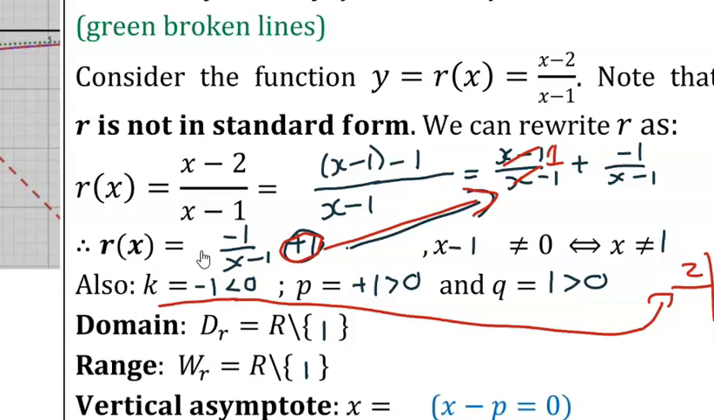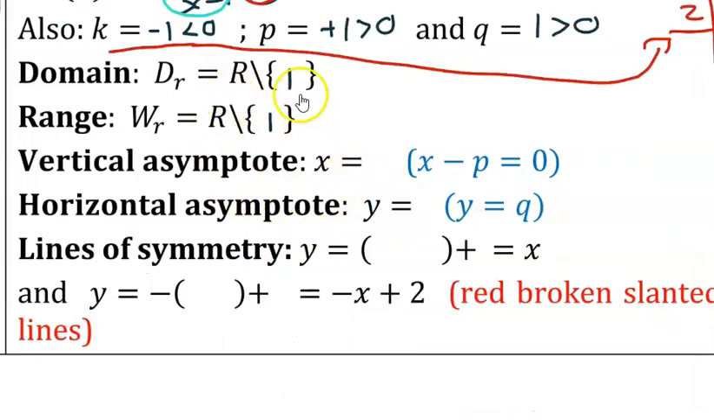Remember that this part here can never be 0 because the numerator cannot be 0. So I can never have a value of plus 1 for my y. So from my p value, my vertical asymptote will be x equal to 1. And from my q value, y equal to 1 is my horizontal asymptote.